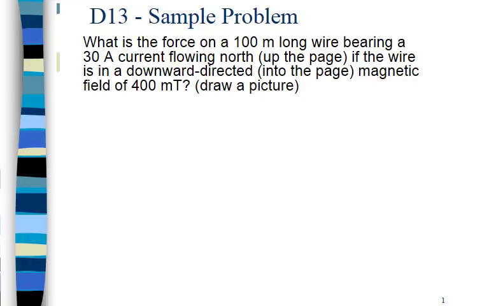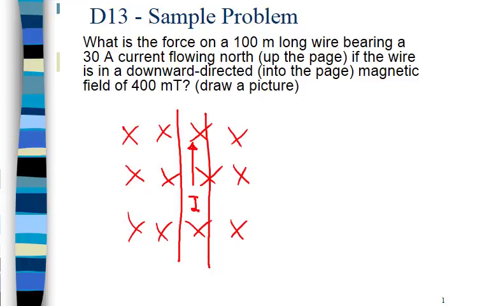So on this one, what is the force on a 100-meter long wire bearing 30 amps of current flowing north? If the wire is in a downward directed, into the page, magnetic field, 400 millitesla. So like this. So I'm going to have you go ahead and work this out. Calculate the strength of the force, and then also the direction of that force. And so go ahead and pause the clip and give that a try, and when you're ready to check, you can hit play to continue.